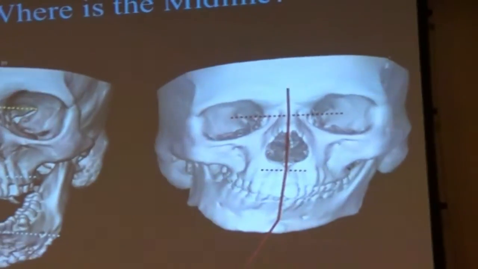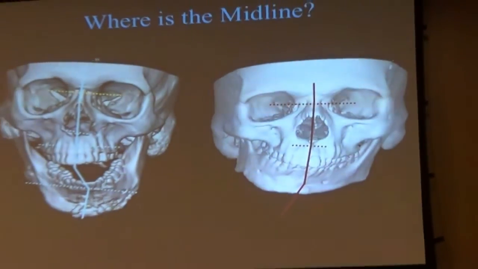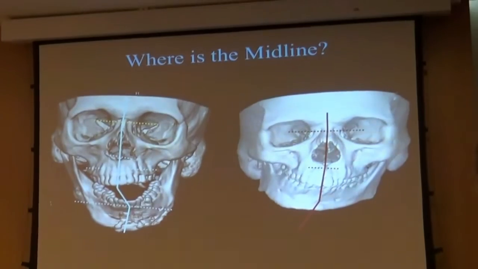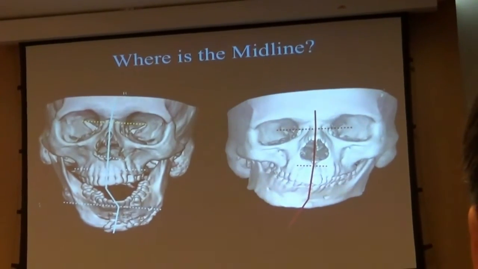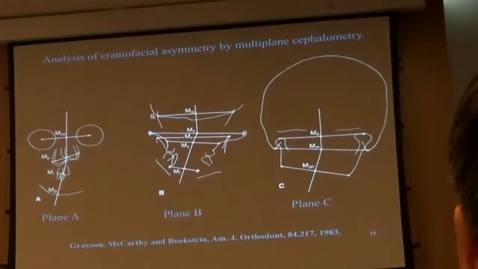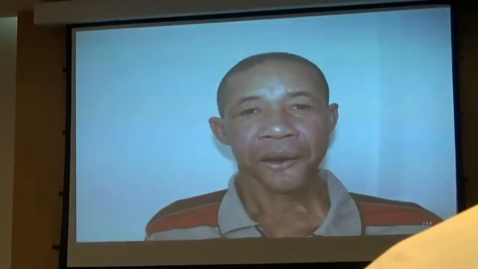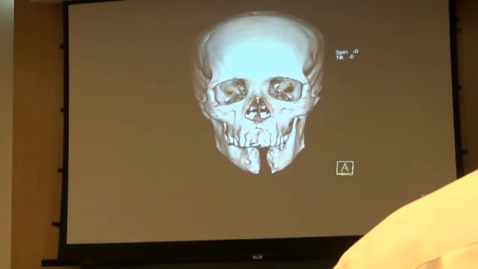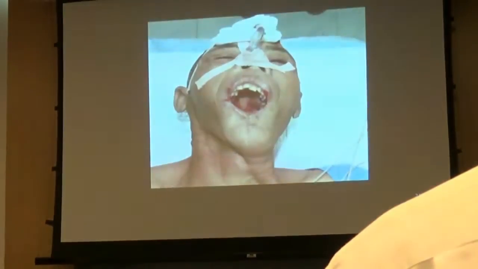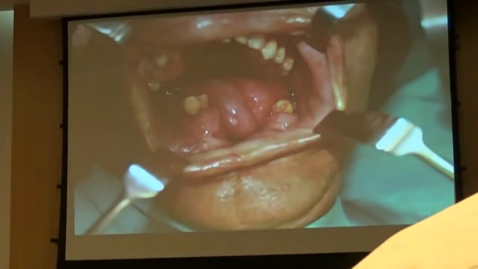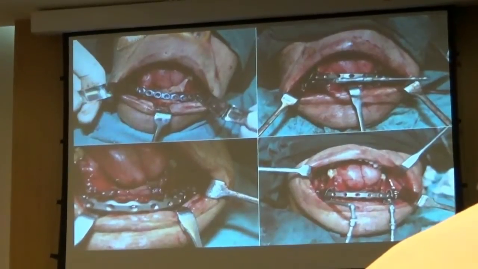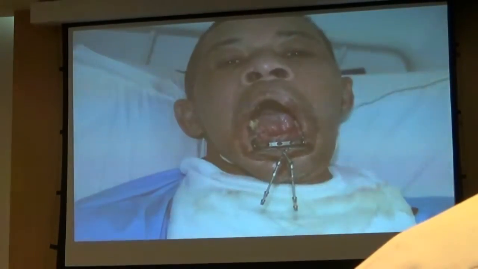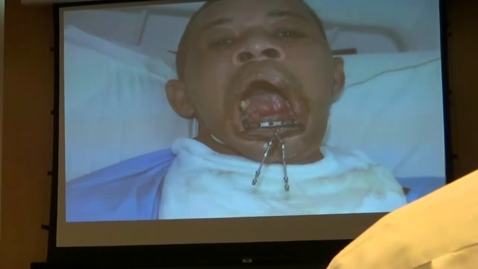So how do we correct it? We are all dentists and maybe some orthodontists here. Where is the midline? Am I sure that my face is symmetrical? Correct this. Another case is squamous cell carcinoma, where part of the mandible is excised. The problem is, after moving it, you will find new bone formation. That's the situation now.